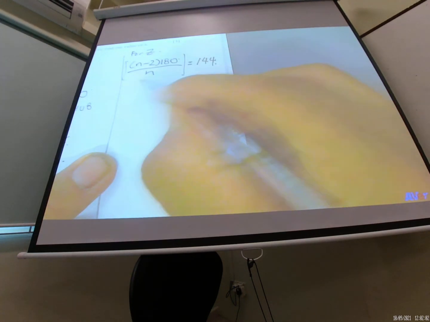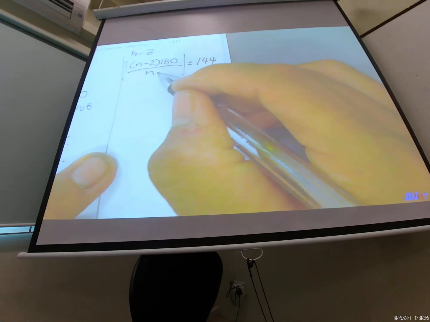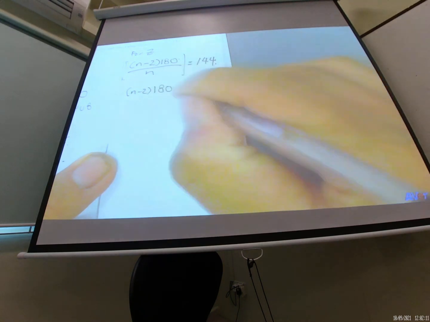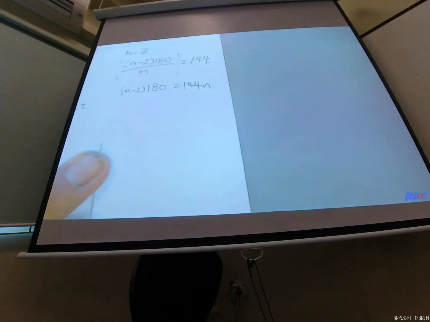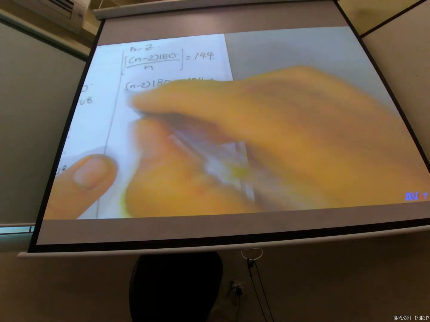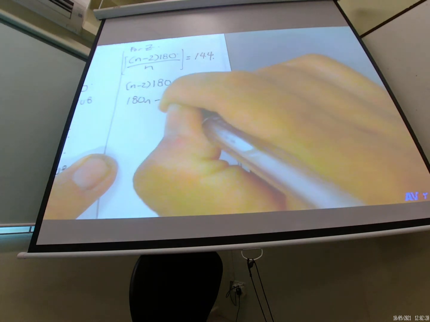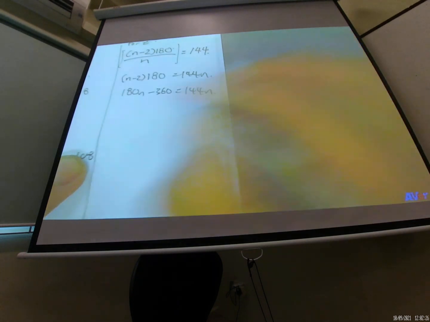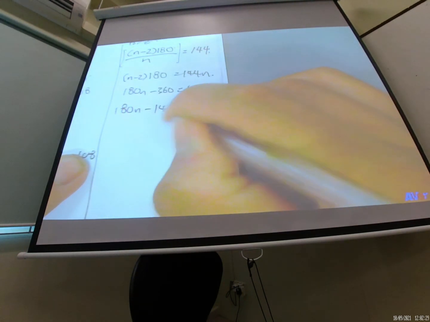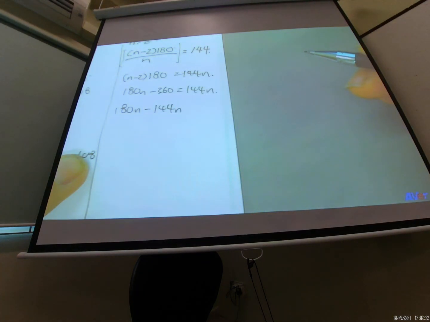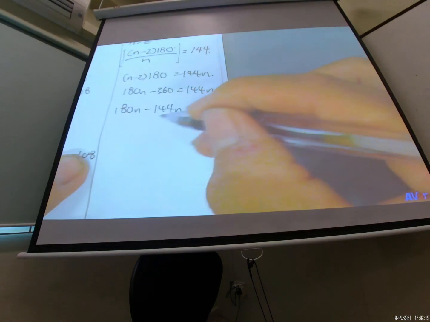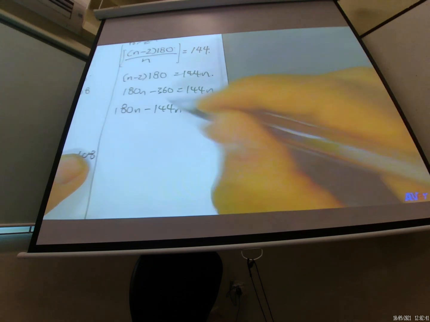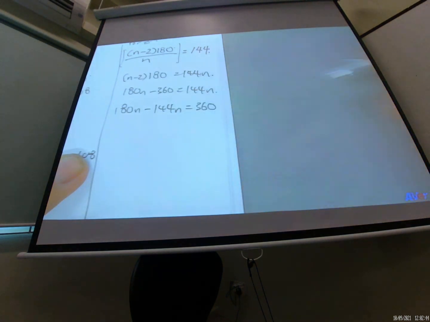Multiplying n to the left hand side will cancel out the denominator, so we no longer have the denominator. Then we will have n minus 2 times 180 equals 144n. Expand: 180n minus 360 equals 144n. Put all the n on one side. Subtract 144n from both sides, then it will appear on the left hand side as negative. Put all the numbers on the other side. Add 360 to both sides, then this will cancel and this will become a positive 360.